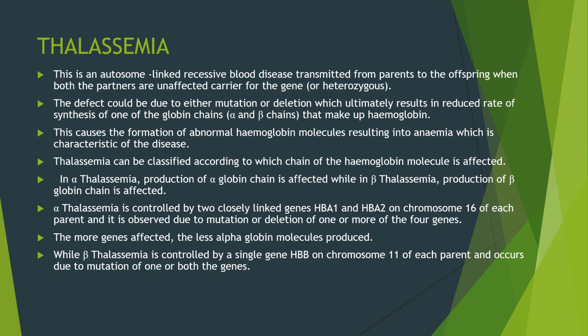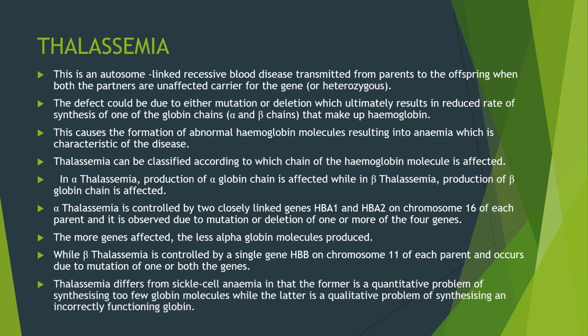While beta thalassemia is controlled by a single gene, HBB, on chromosome 11 of each parent, and occurs due to mutation of one or both the genes. Thalassemia differs from sickle cell anemia in that the former is a quantitative problem of synthesizing too few globin molecules, while the latter is a qualitative problem of synthesizing an incorrectly functioning globin.